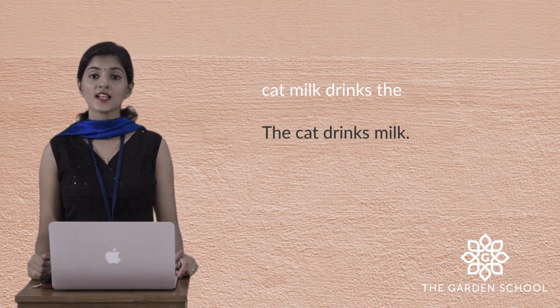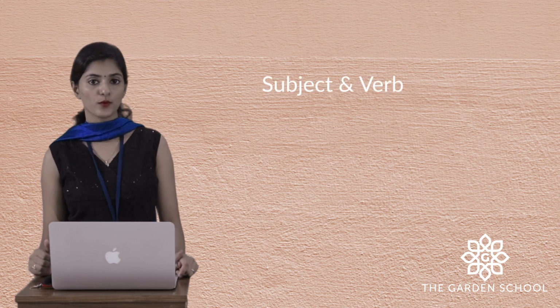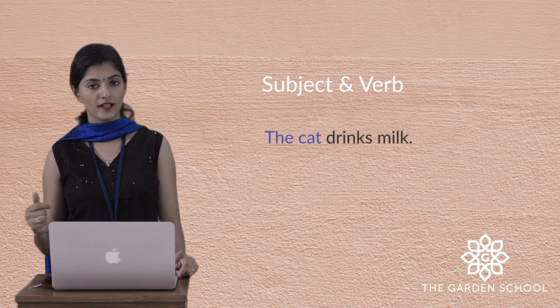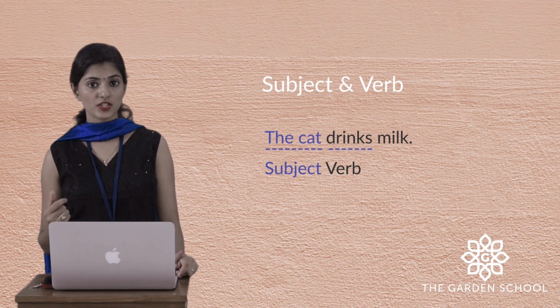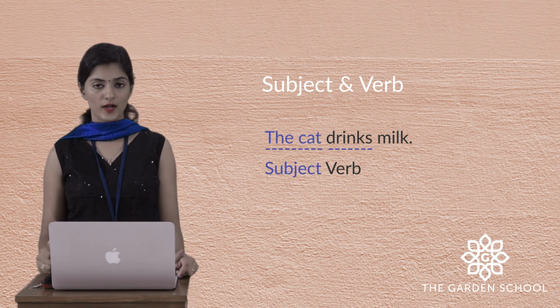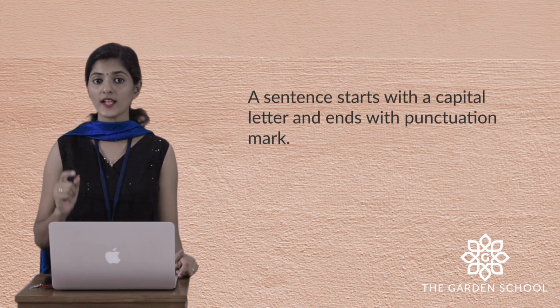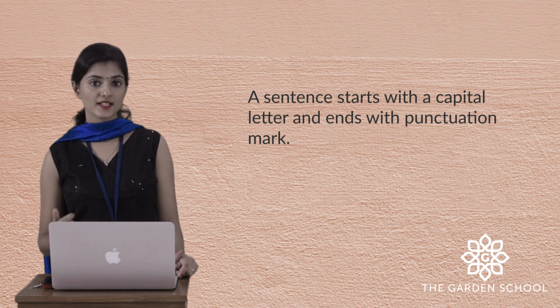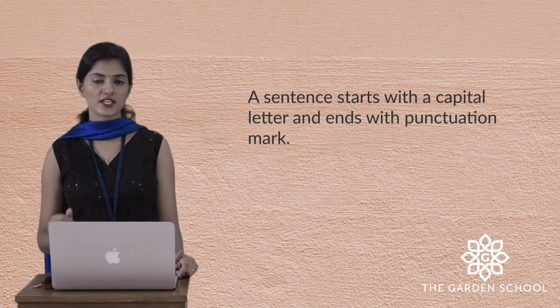In a sentence, there should be a subject and a verb. For example, the cat drinks milk. Cat is a subject and drinks is a verb. And you should always remember, while starting a sentence, you should start with a capital letter and end with a punctuation mark.